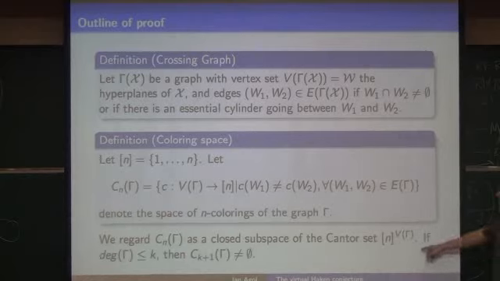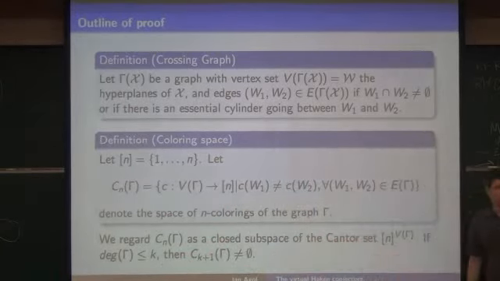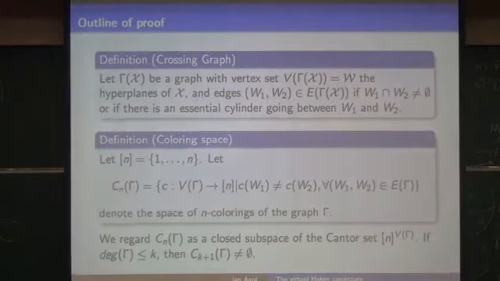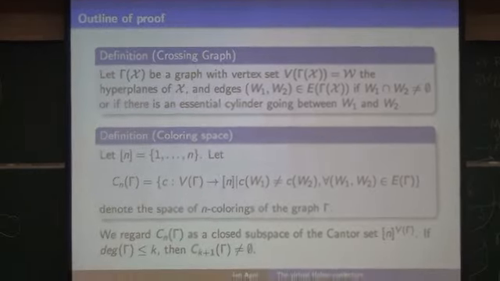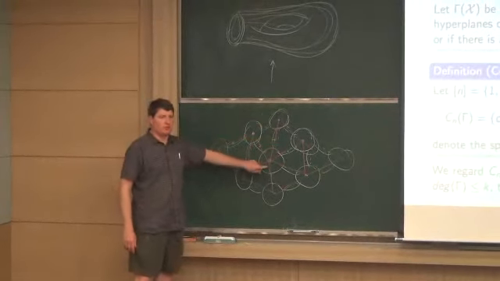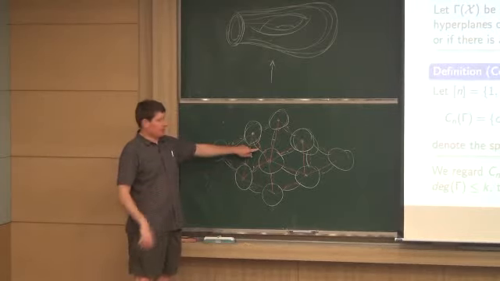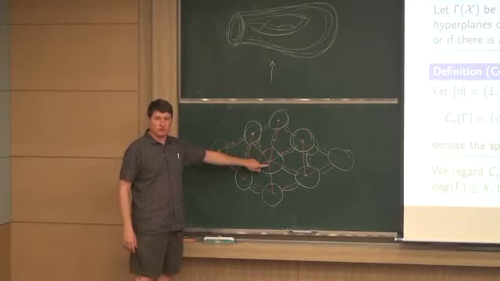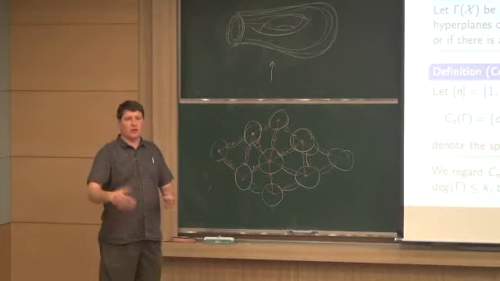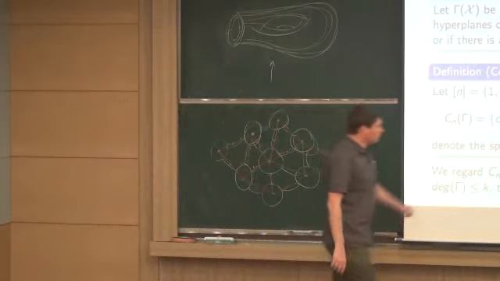Now, if the degree of gamma is less than or equal to k, then I can color it with k plus 1 colors. So like this graph over here, the degree is at most 6, so I can color this with 7 colors. So how do you prove that? Well, I choose some ordering on the vertices. I color the first vertex one color. The next vertex, I color it a color that hasn't been used by its adjacent vertices. But every vertex has degree 6, so there's always a 7th color that's not used by one of its 6 neighbors. So I can color the graph iteratively.